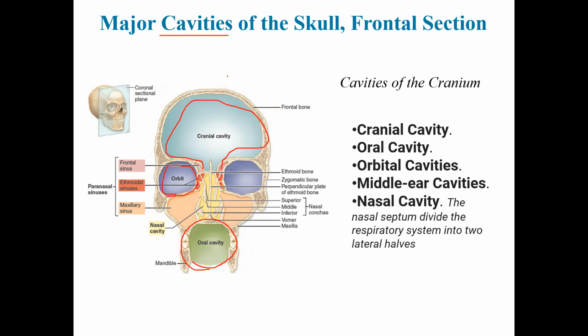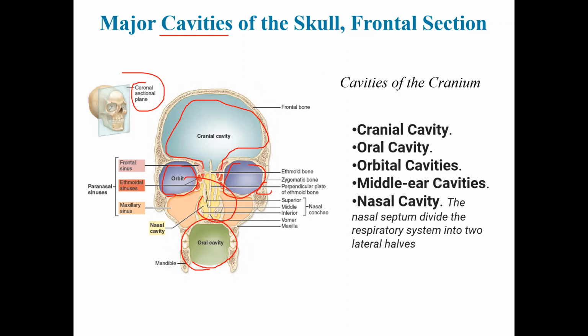when we apply this kind of plane, a coronal sectional plane, to the skull. So orbital cavities, and then here they're not visible, but there are the middle ear cavities, and then of course the nasal cavity. Okay, so these are cavities of the cranium.